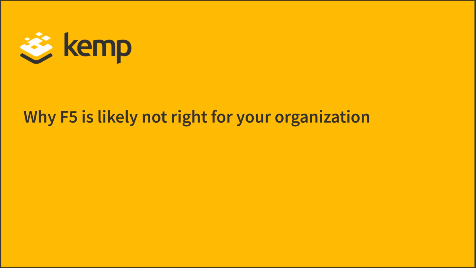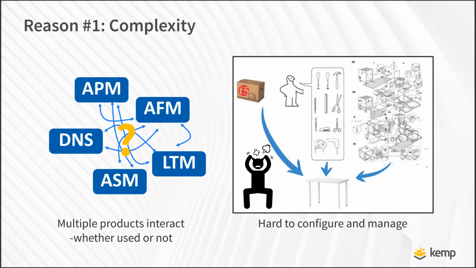So let's talk about, because of these things that we talked about and understanding now a little more about the F5 Big IP product, why is F5 possibly not the right solution for your organization or for your project? Reason number one, complexity. As I mentioned, these different products, the LTM, the DNS/GTM, the ASM, AFM, APM, they're still part of the code whether you're using them or not. Whether you've turned on the license key or not, they're still in the code.